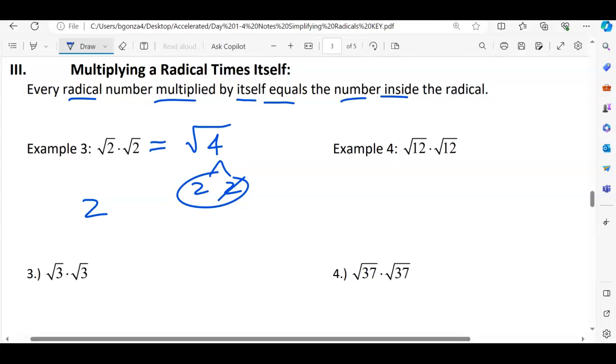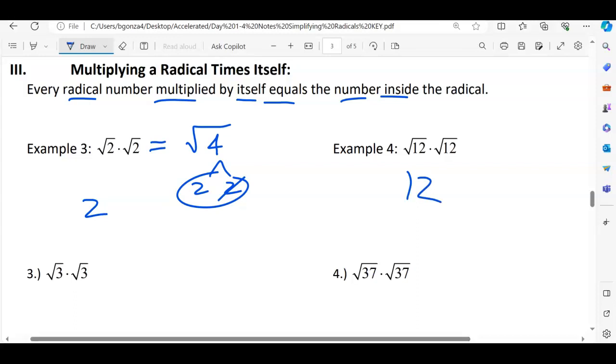Here's why this works. A number times itself is called squaring it, right? And if you square root a square, they cancel out, and you're left with the number that was underneath. Okay? So on the next one, square root of 12 times square root of 12, you don't even have to do any math. What is the answer? 12, because it's the same square root. It removes the square root sign, and now you just have 12.